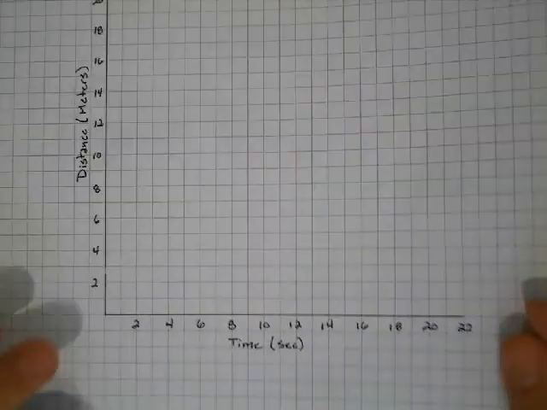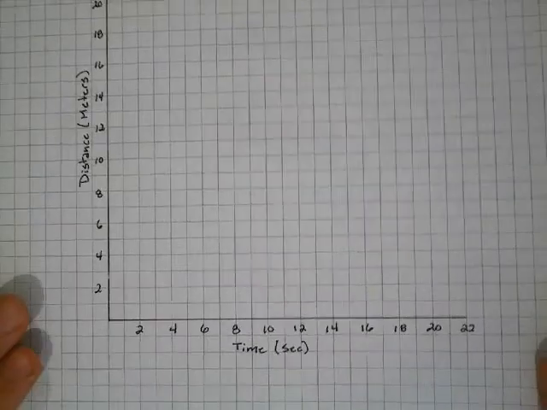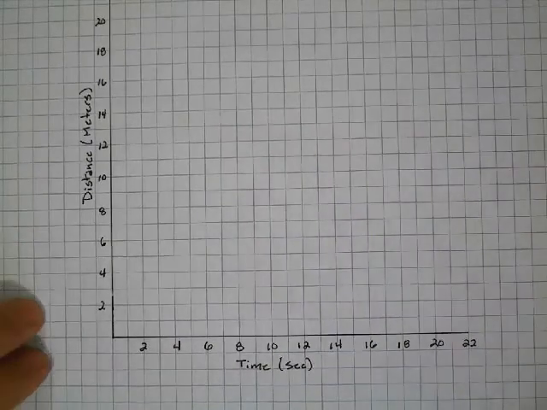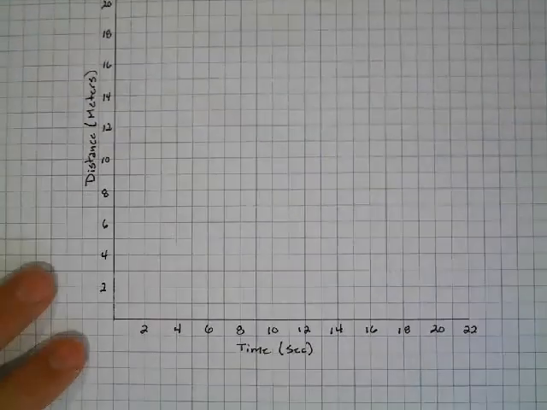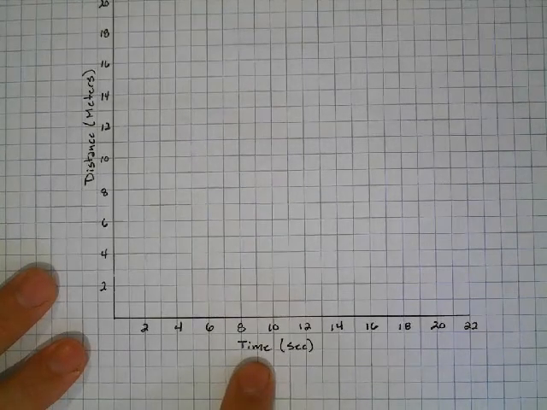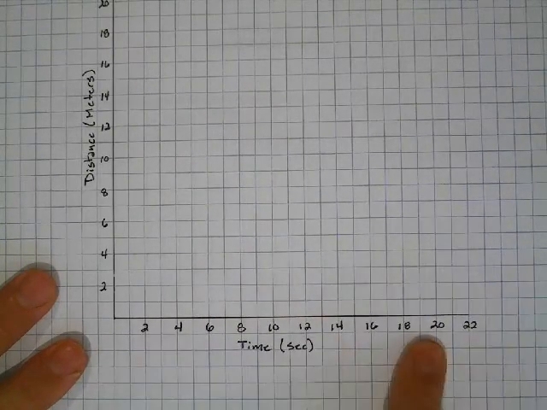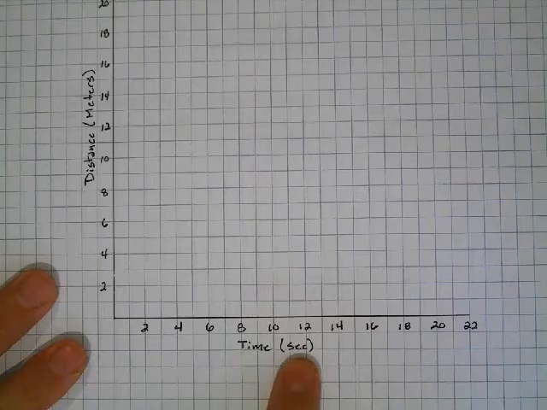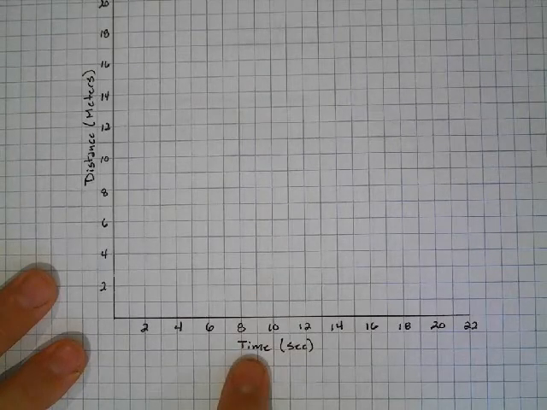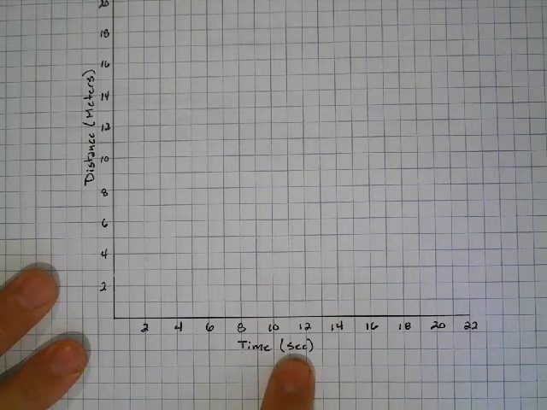You probably want to break out some graph paper and start looking at it. Now here's how I set up mine. I've got time as my x-axis, and it's time in seconds. You always want what's being measured and the units that it's being measured. So this is time in seconds.